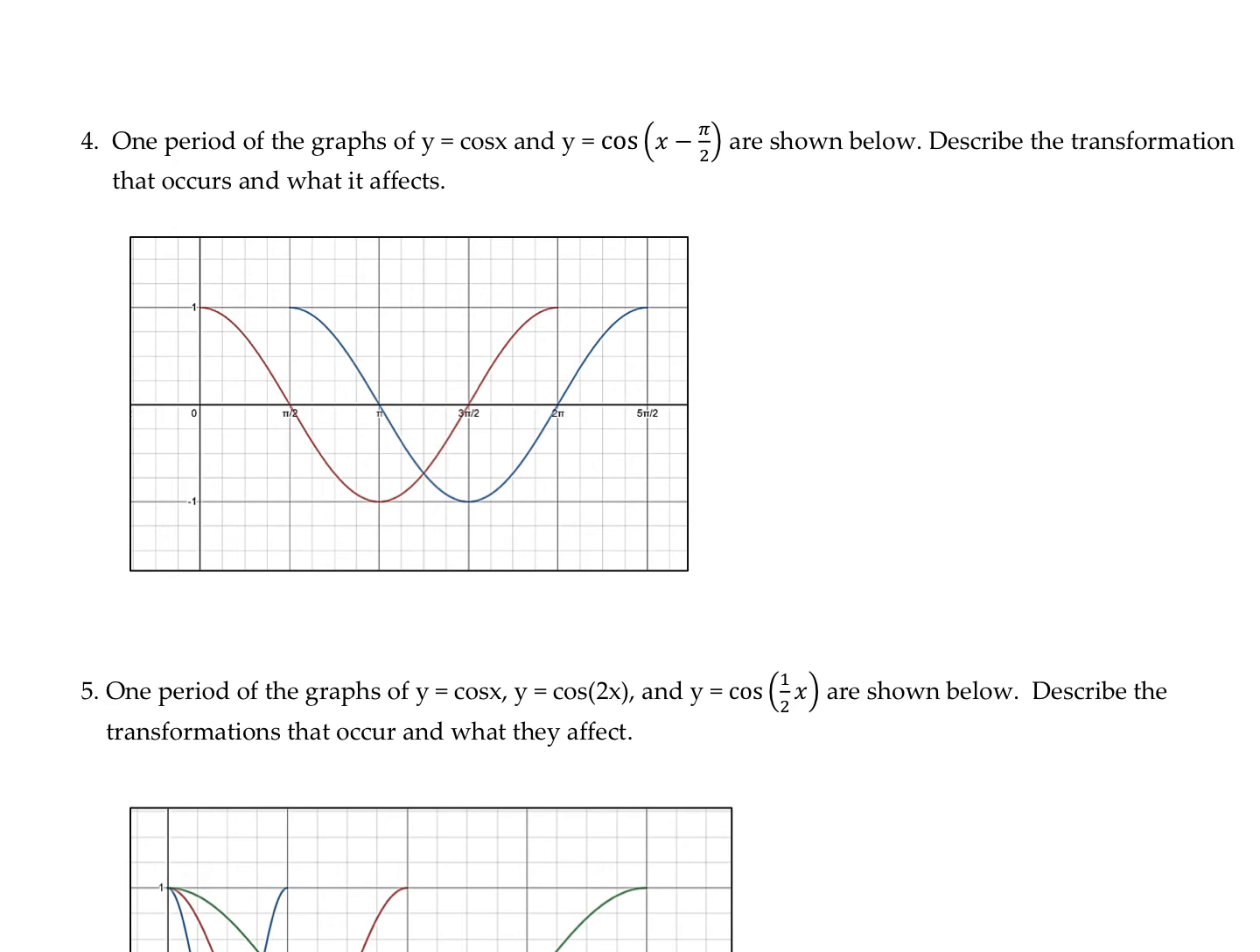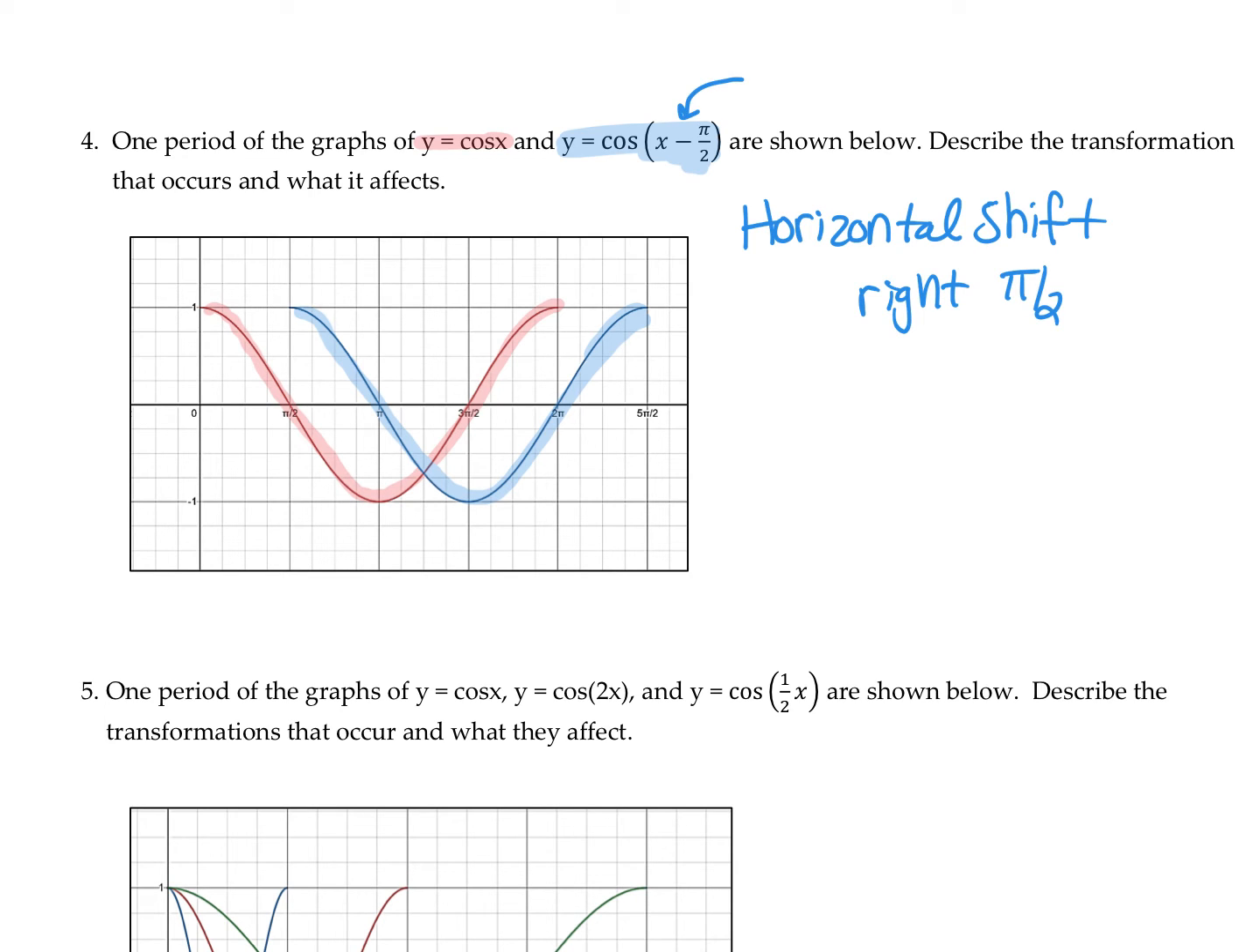All right, let's take a look at a few more transformations. So my cosine of x is this red graph. My cosine of x minus pi over 2 is this blue graph. So what's happening here? I am seeing a horizontal shift right pi over 2. So keep in mind when it's inside the parentheses, if it's minus, it's right, and if it's plus in those parentheses, it's left.